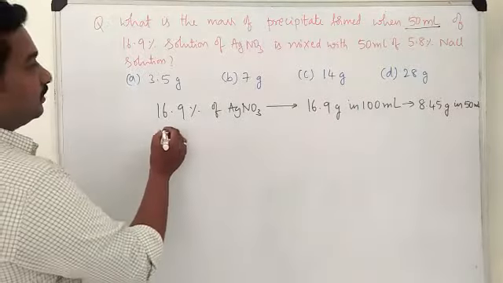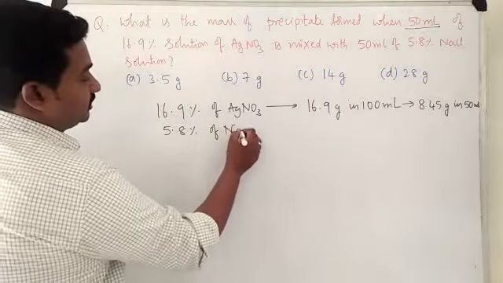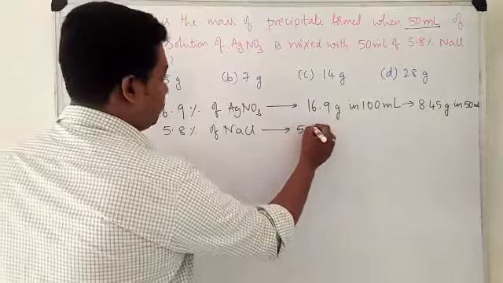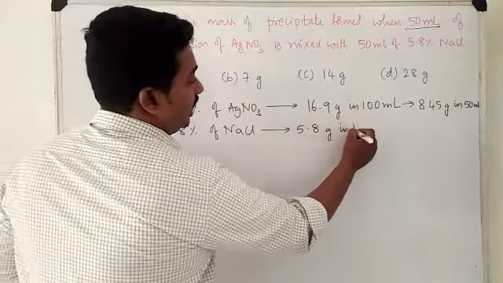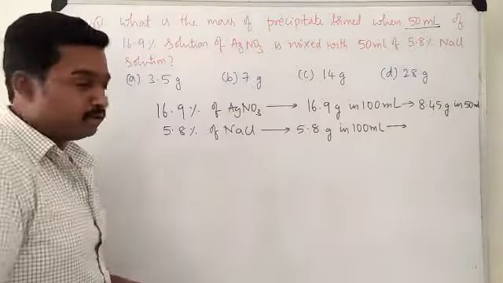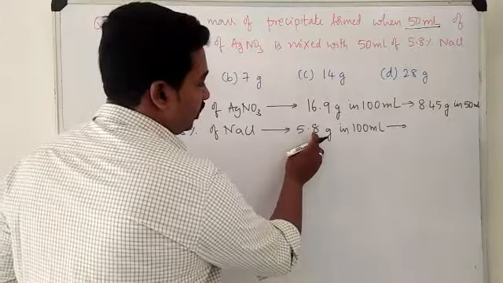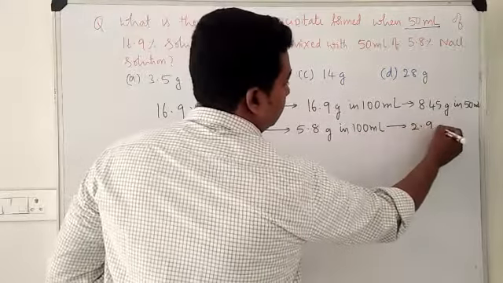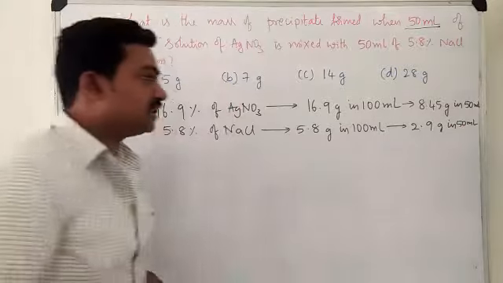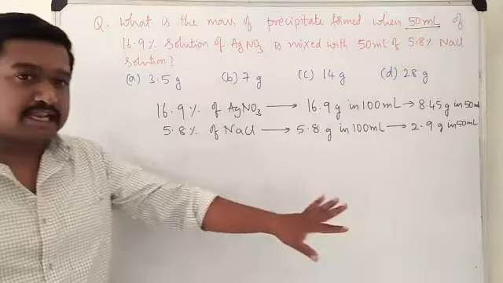Next is 5.8% of NaCl, sodium chloride solution. This means again 5.8 gram in 100 ml. Now we want it in 50 ml once again, therefore it will be half of it, 2.9 gram in 50 ml. So these are the masses of AgNO3 and NaCl in 50 ml each.